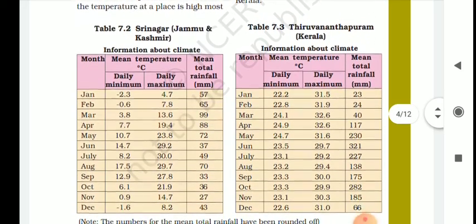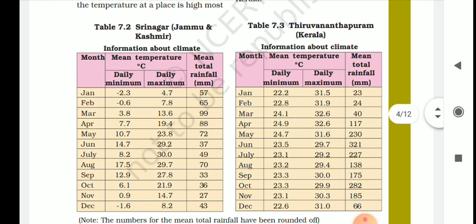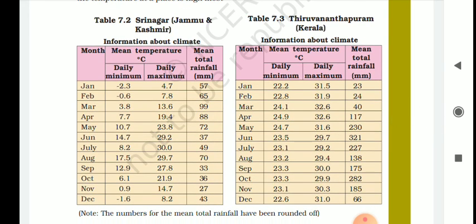Comparatively, you find that January is minus 2.3, but in Kerala the January temperature is 22.2 degrees Celsius. It means the temperature in Srinagar is very low compared to Kerala. In table number 7.3, Thiruvananthapuram, in comparison, Srinagar's temperature is very low. You find out that rainfall is also low compared to Thiruvananthapuram, and temperature is also low.